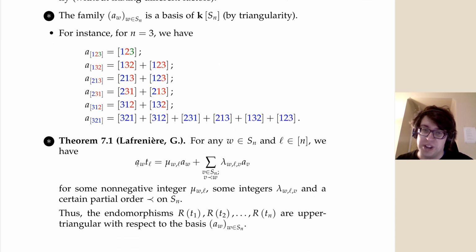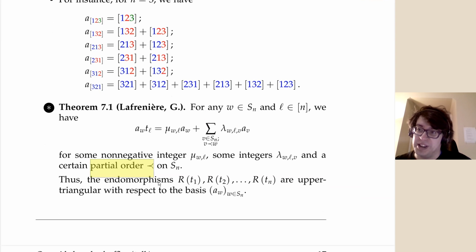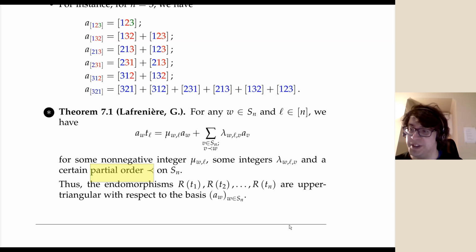So what you get is that A_w T_l is a multiple of A_w plus smaller A_v's. Now I have not explained what I mean by smaller. There is a total order, or a partial order, to be more precise. If you look at the talk very closely, you will be able to actually find this order. I'm not very explicit about it because it's not a very simple thing to define.